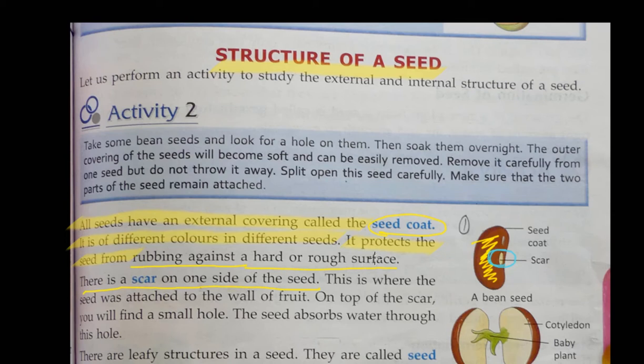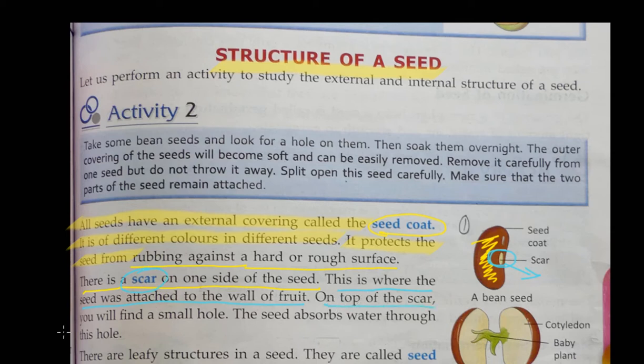Now, what is a scar? See, this is where the seed was attached to the wall of the fruit. I told you that inside the fruit you have seeds. So the seed should be attached in the fruit, right? It should not be simply inside that. It should get attached to the fruit so that it will get its proteins and nutrients to live. So this is the place where what? The scar. Scar is the place where it was attached to the fruit.